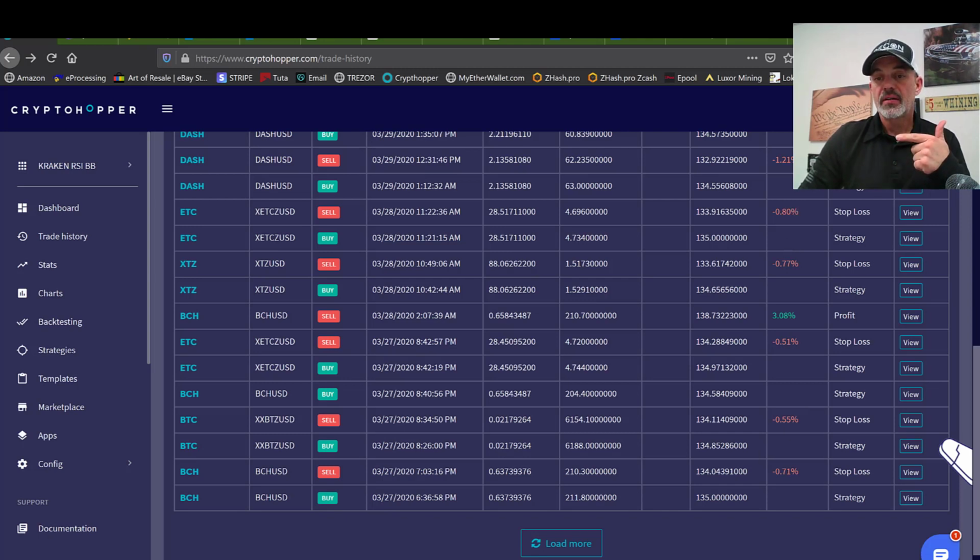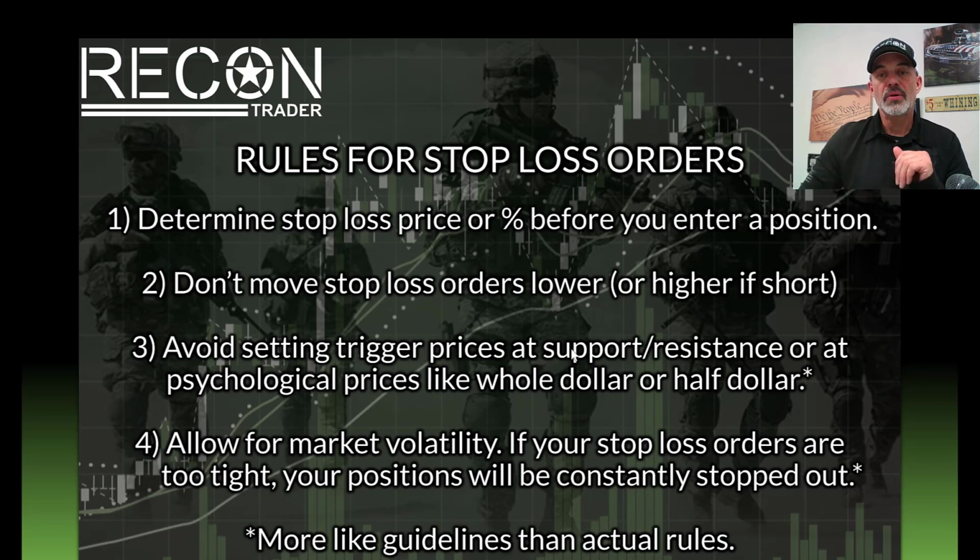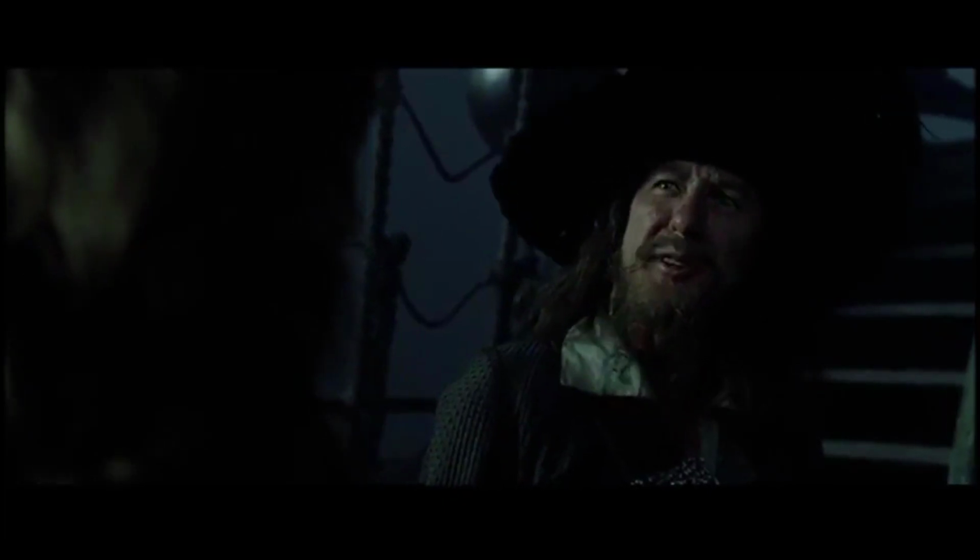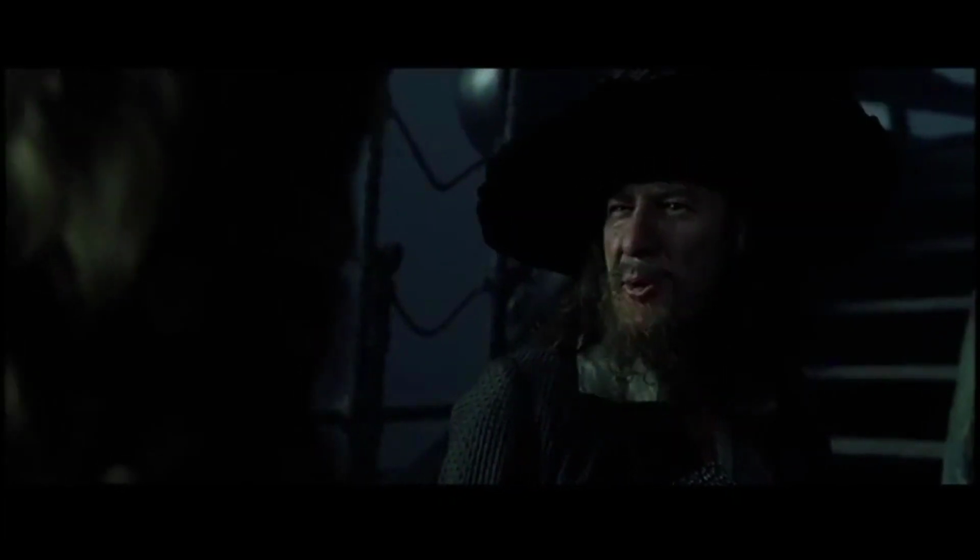And if we go back and take a quick look at the rules, I just want to make it clear that number 3 and 4 are more like guidelines than actual rules. The code is more what you'd call guidelines than actual rules.